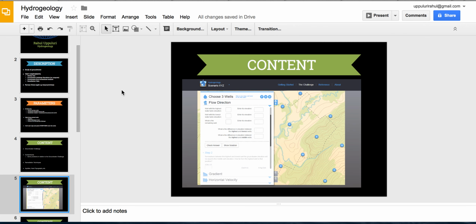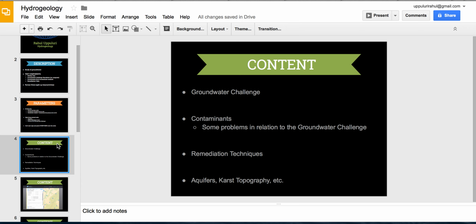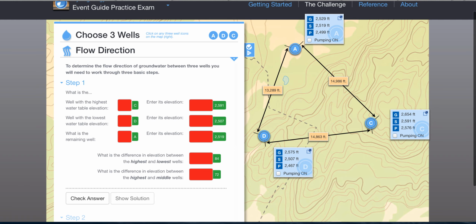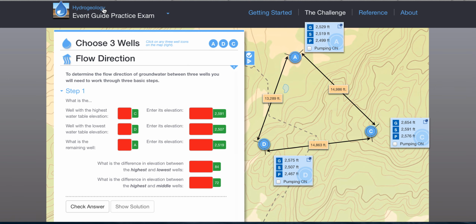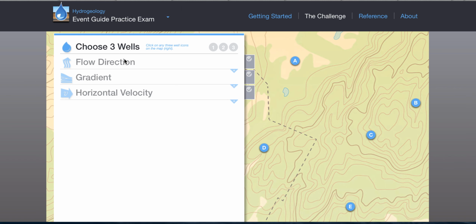Okay, so in terms of the content, the first part is the groundwater challenge that I'll be discussing. If you head over to the website, which is groundwater.behere.net, or groundwater.net, I think is the title of the website. You're definitely going to want to know how this works, and it's loaded up here. So this is a practice exam.